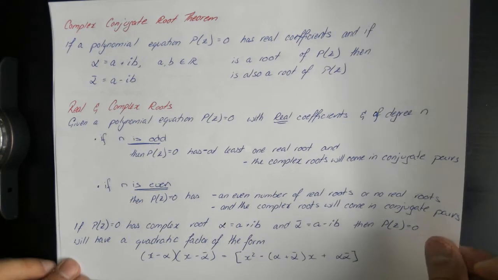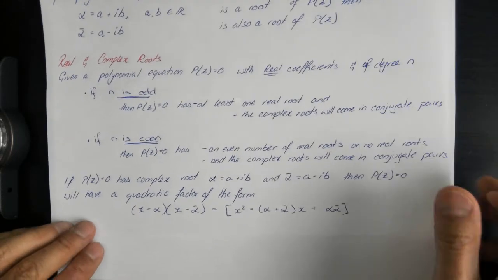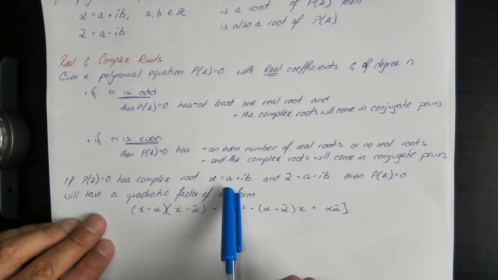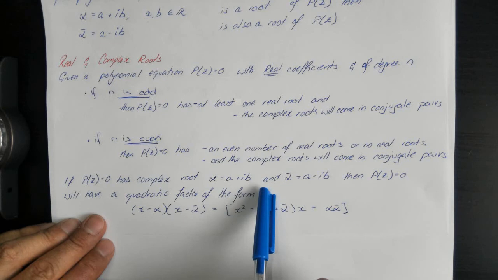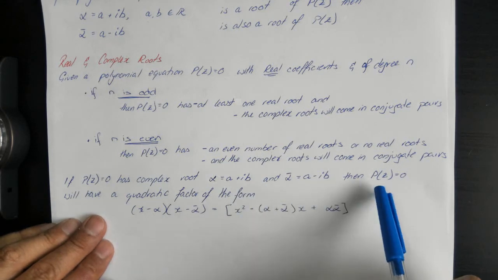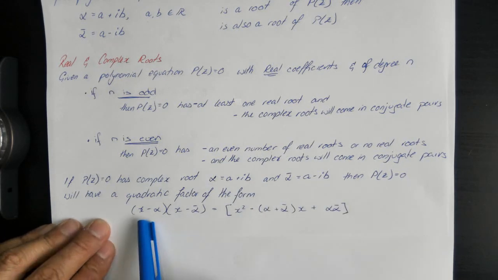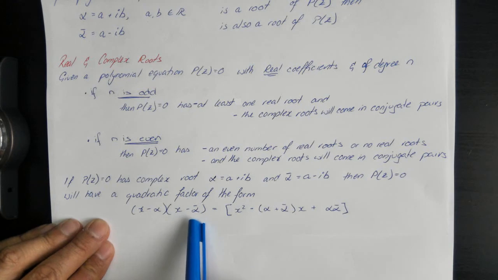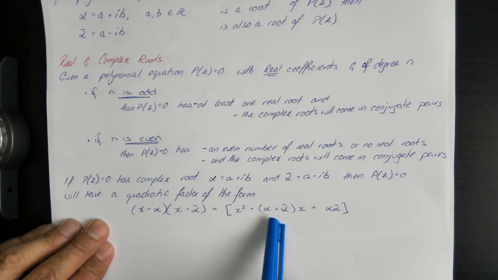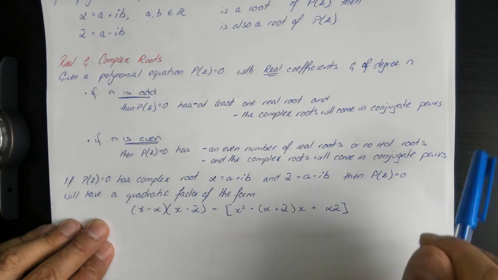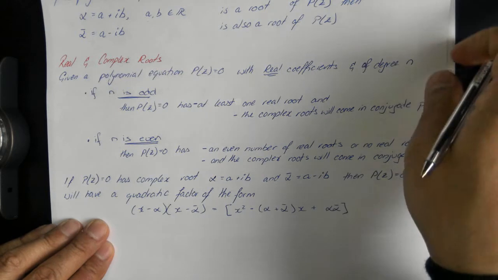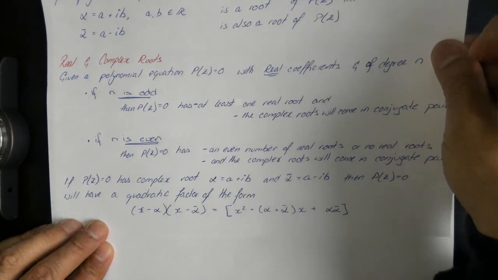So if p of z equals 0 has a complex root alpha equals a plus ib, and conjugate alpha equals a minus ib, then it's written as x minus alpha times x minus the conjugate of alpha, which gives me x squared minus (alpha plus conjugate alpha) x plus alpha times conjugate alpha. Okay, let's do some examples.